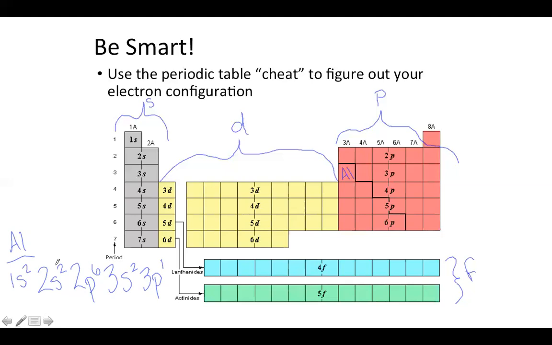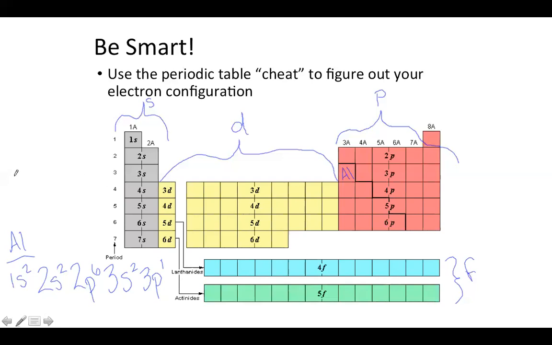You could also check yourself, because aluminum, when it's a neutral atom, should have 13 electrons. If we were to add up these exponents, and the exponents are representing the electrons in each of these sublevels, we would have 2 plus 2 plus 6 plus 2 plus 1 would give us 13. So when you add up all the exponents, it should equal the number of electrons the neutral atom would have. Okay. All right. Let's look at one more.